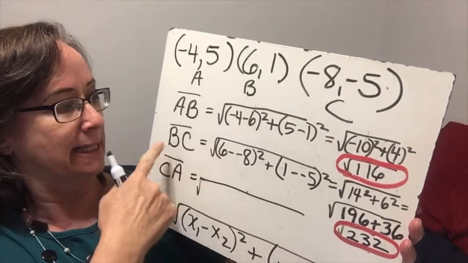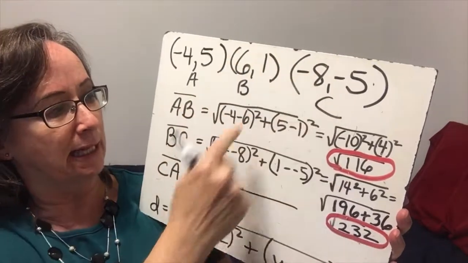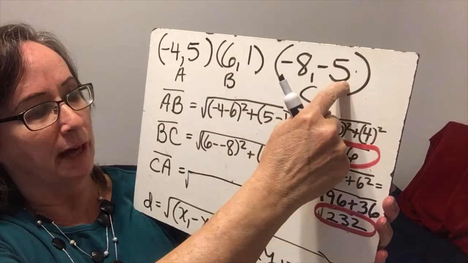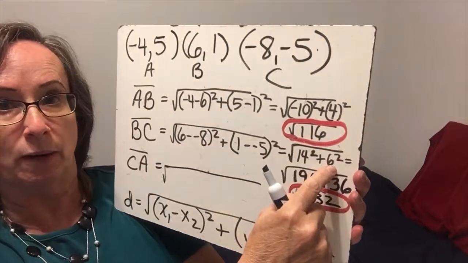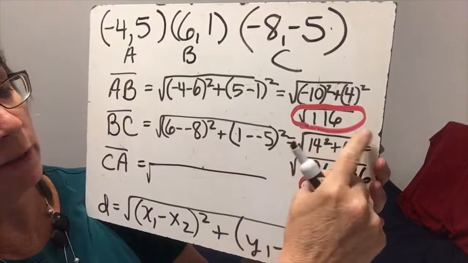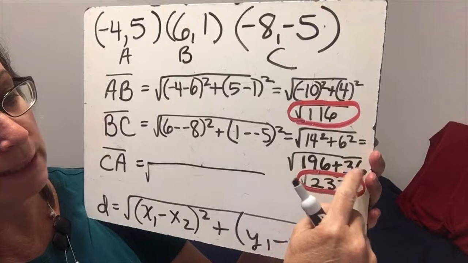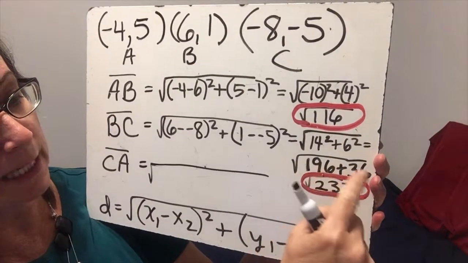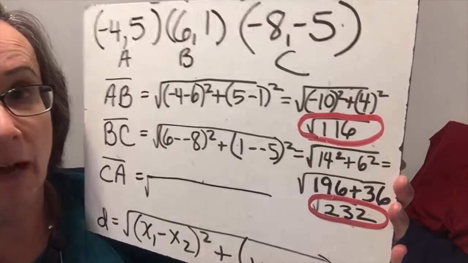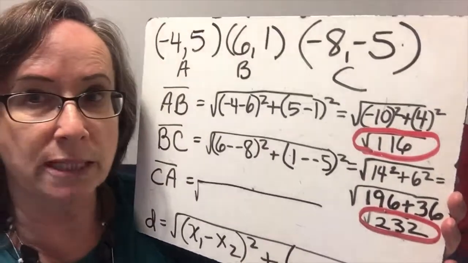So we did the second distance, BC, and here's B and here's C. So 6 minus -8 is going to be 14, and we're going to square it. And 1 minus -5 is going to be 6, and we're going to square it. Okay, so we end up having the square root of 14 squared, which is 196, added to 36, which is 6 squared, and 196 plus 36 is 232, and the square root of all of that. So we found the two sides. I did that before I turned on the video because I didn't want to bore you to death.